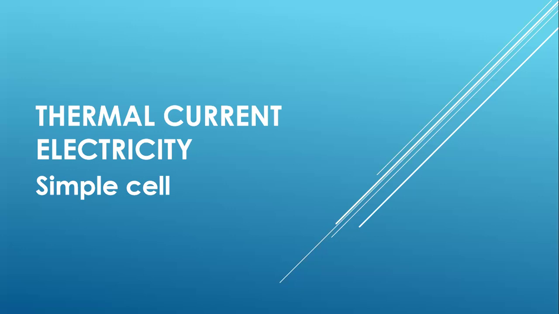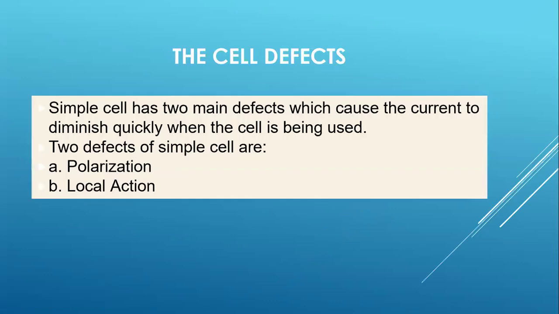We're still discussing the simple cell. So far, in our previous video, we discussed the total voltage in these cells in parallel and in series. Today, let's move on to the other part, where we'll be discussing the cell defects. The cell defects here are the various problems that a cell might face, or some situations that can hinder the proper functioning or the use of the simple cell.